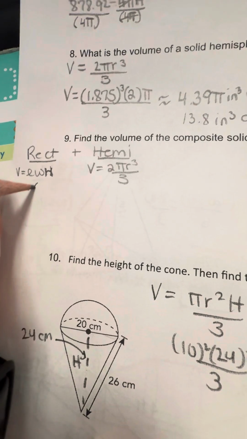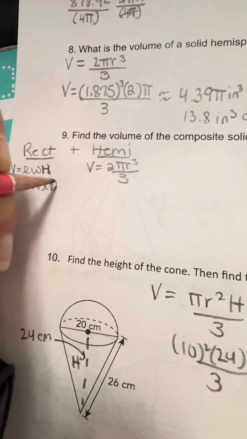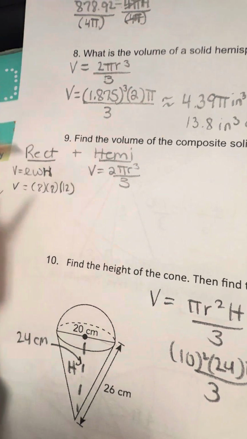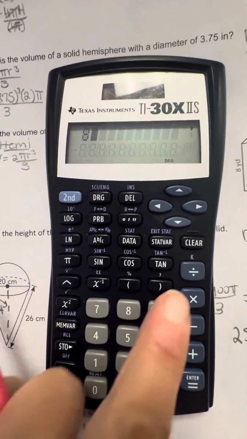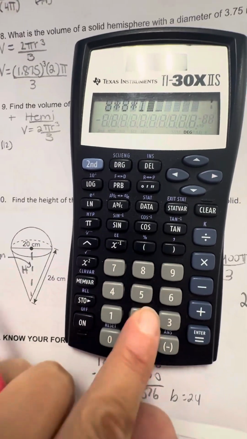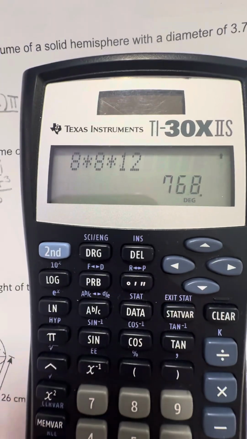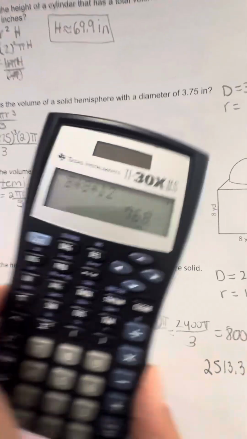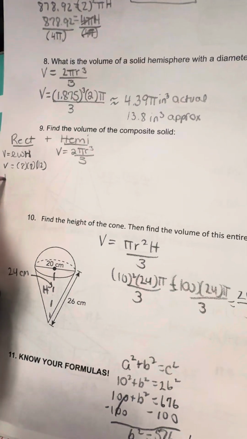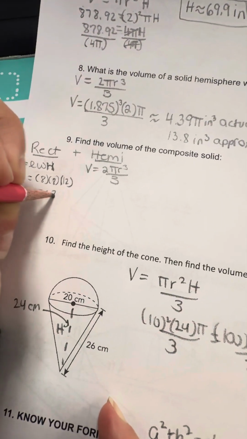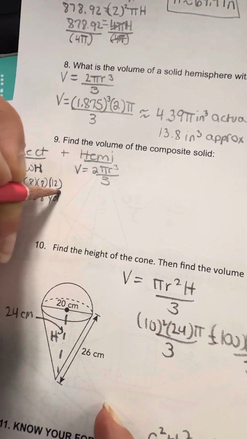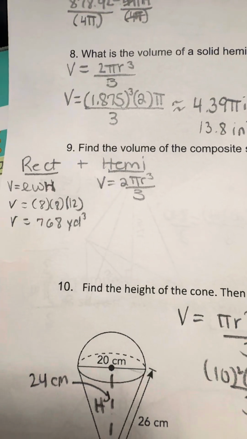We have the volume of an 8 by 8 times 12. When you do that on the calculator, again, just straight up 8 times 8 times 12. Pretty basic, nothing fancy, you get 768. So that is what you have for that rectangular prism. Now we're talking about yards, so it's yards cubed. So that will be that number.